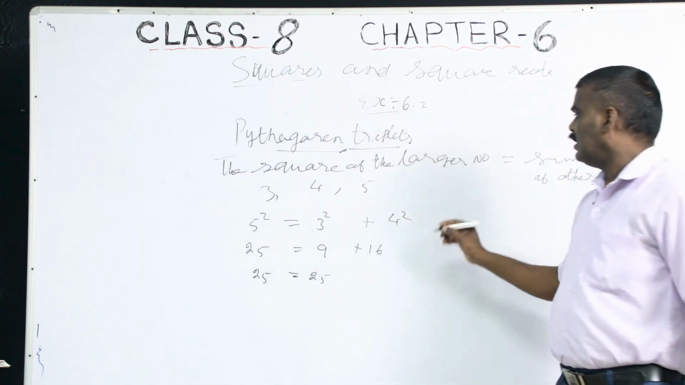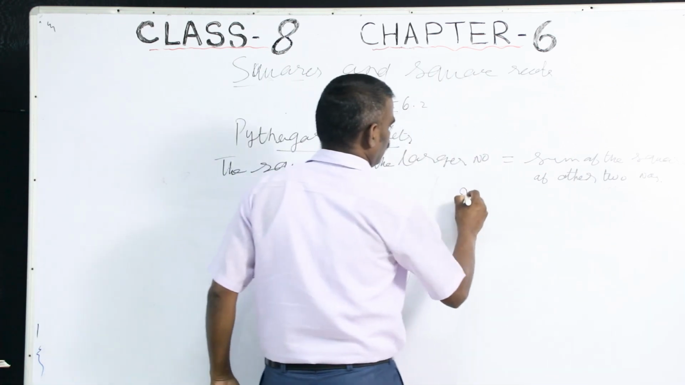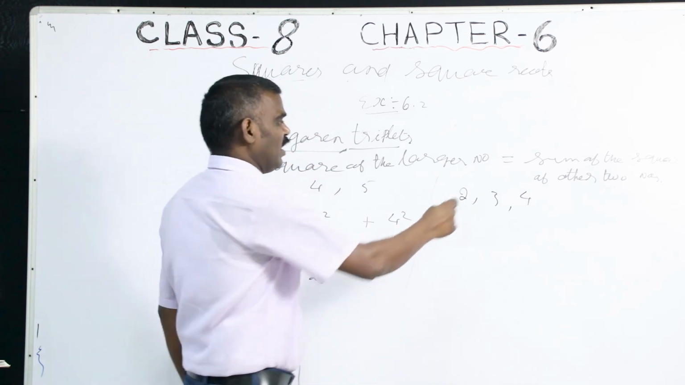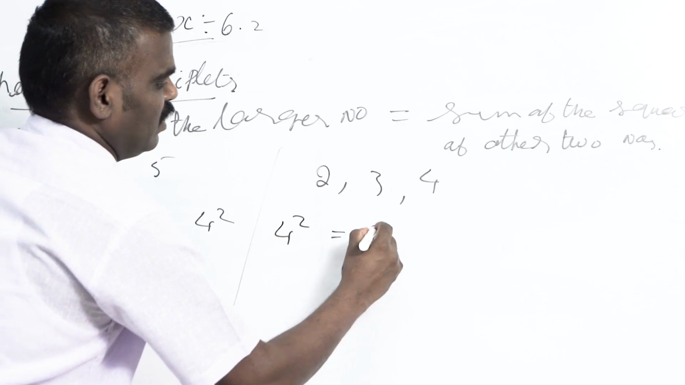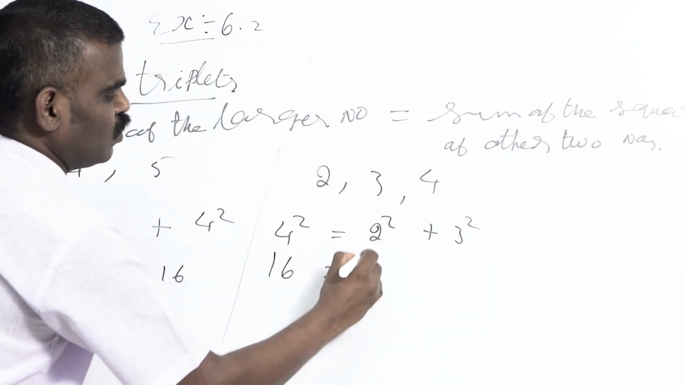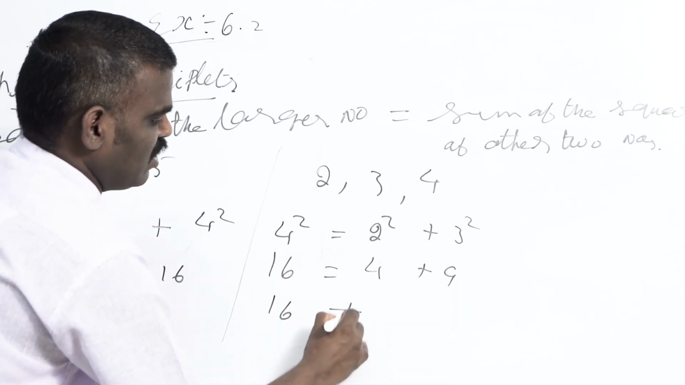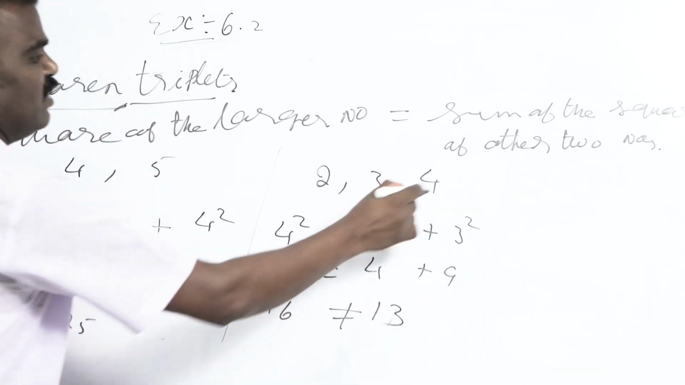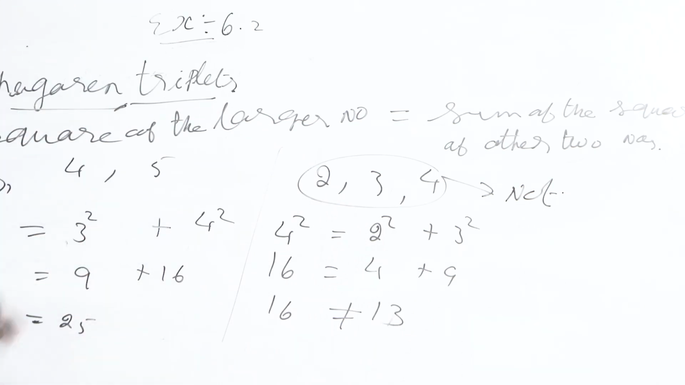Understand? Not all numbers can be a Pythagorean triplet. For example, 2, 3, 4. Whether it is a Pythagorean triplet or not. What is the larger number? 4. 4 square equals, the smaller numbers, 2 square plus 3 square. 4 4s are 16, 2 2s are 4, plus 3 3s are 9. 16 is not equal to 9 plus 4, how much? 13. That means this is not a Pythagorean triplet, but the previous one is.